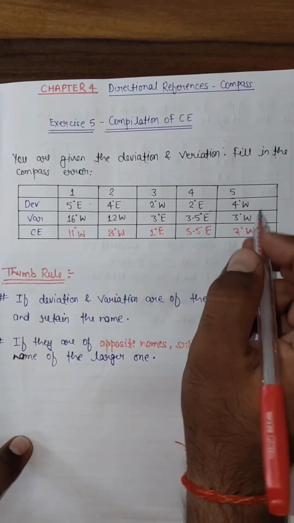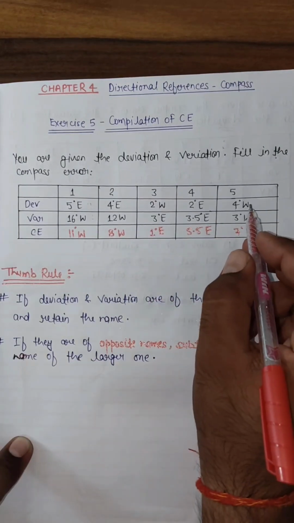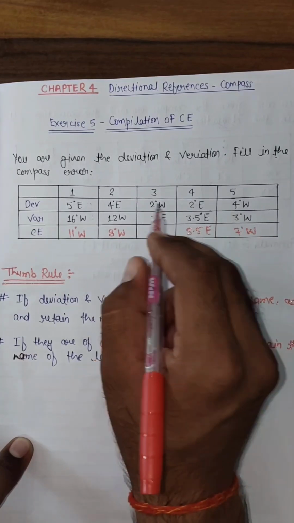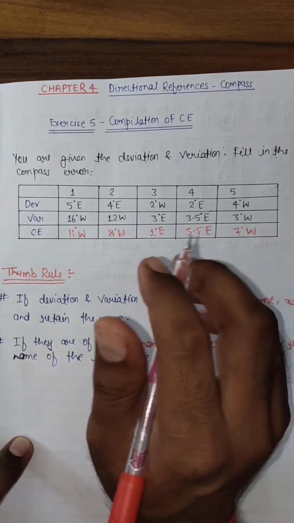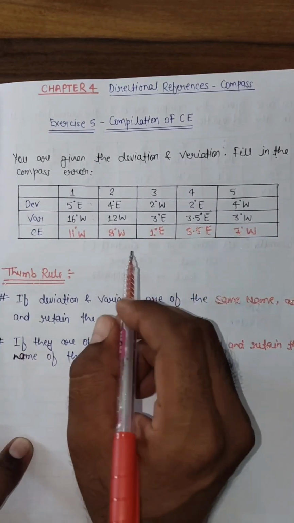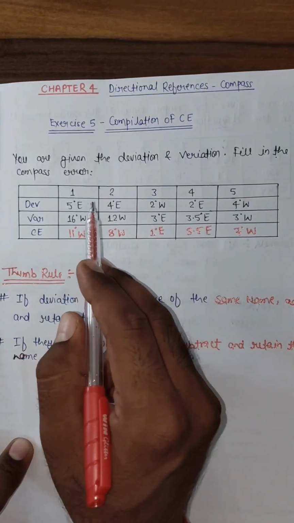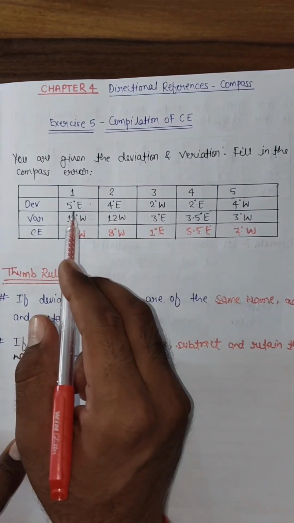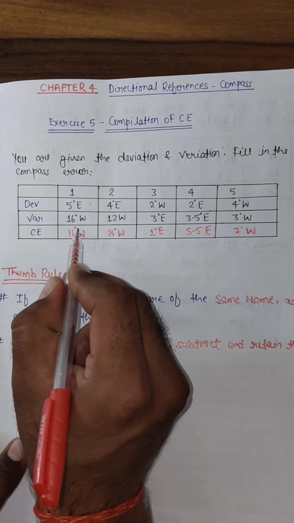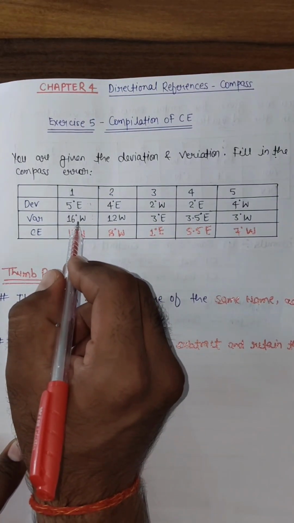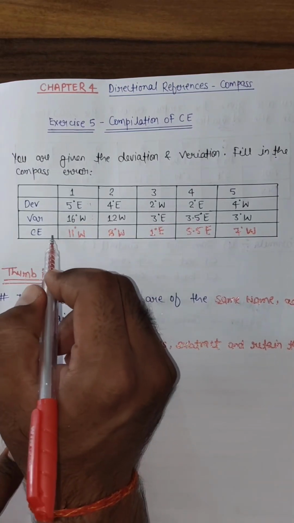Here we don't need to apply any formula where we have to change the direction. If deviation and variation both have the same name, we will just add and retain the name as given in the questions. But if deviation and variation both have different directions, different names, we will subtract them from each other and retain the name of the larger one. That means whatever direction is larger, we have to take the larger one as compared between deviation and variation.